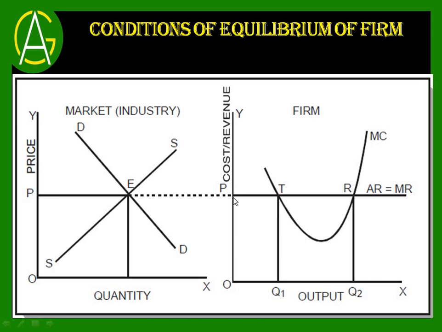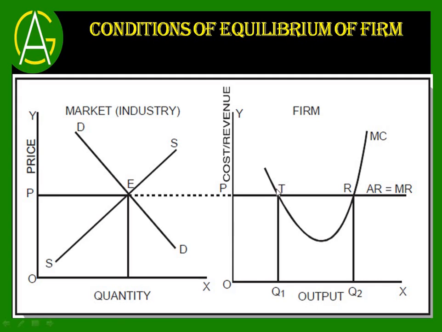Friends, we know that the condition is where marginal revenue is equal to marginal cost, the firm is in the equilibrium point. So here this is the marginal revenue curve, and on this marginal revenue curve we have plotted the marginal cost curve. At point T we can see that marginal revenue is equal to marginal cost. So it means that at OQ1 quantity, marginal revenue and marginal cost are equal. But this is not the equilibrium point.